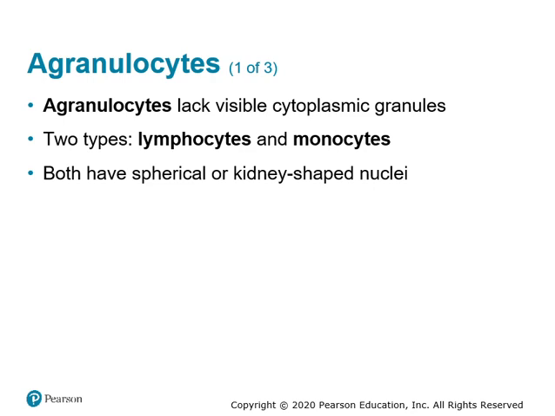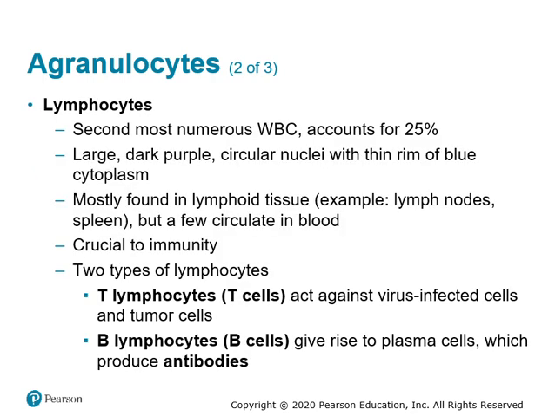All right, now that we've looked at the granulocytes, let's take a look at the agranulocytes. So of course, hence their name, they lack visible cytoplasmic granules, and they consist of the lymphocyte and the monocyte. Now, these have spherical or kidney-shaped nuclei. The lymphocyte is the second most numerous white blood cell, but the most important for immune modulation. It's crucial to immunity. We find its components T and B cells, or T and B lymphocytes, in lymphoid tissue like the lymph nodes, the spleen. We don't find as many though circulating in the blood.